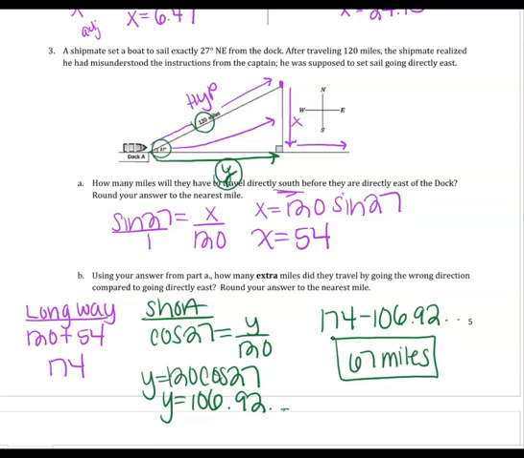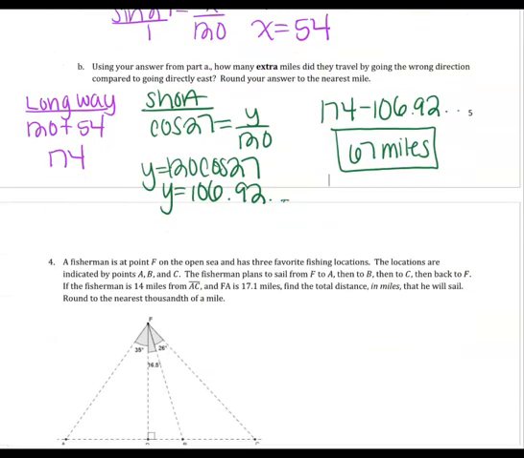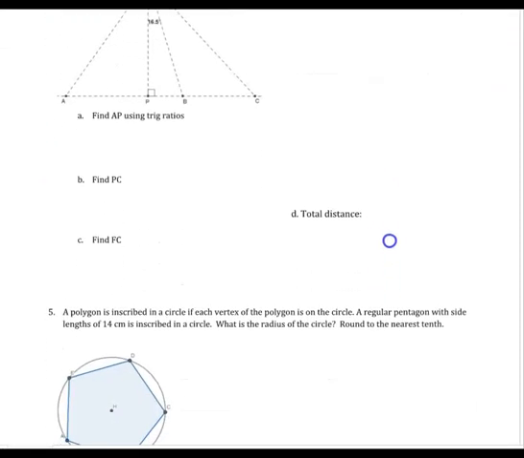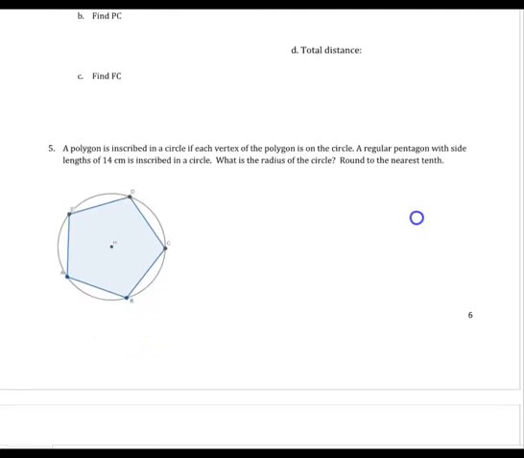All right, moving on to the next page. All right, now I'm going to skip question 4. If there's ever a time you guys want to revisit that, feel free to go for it. I'm going to jump on down to number 5.